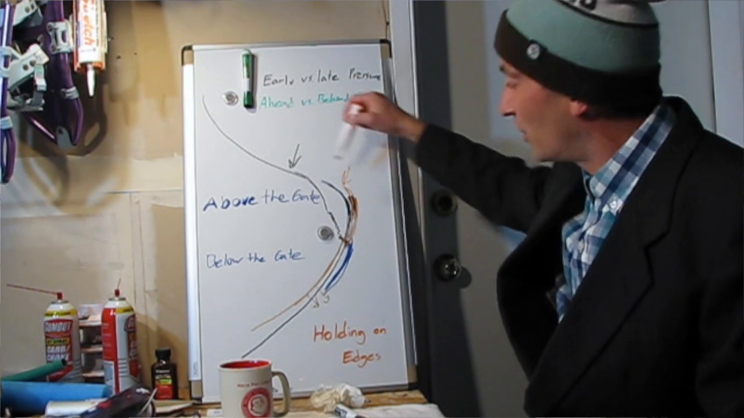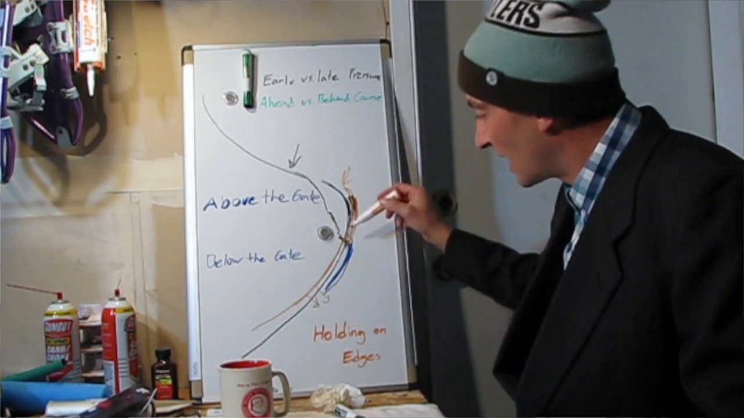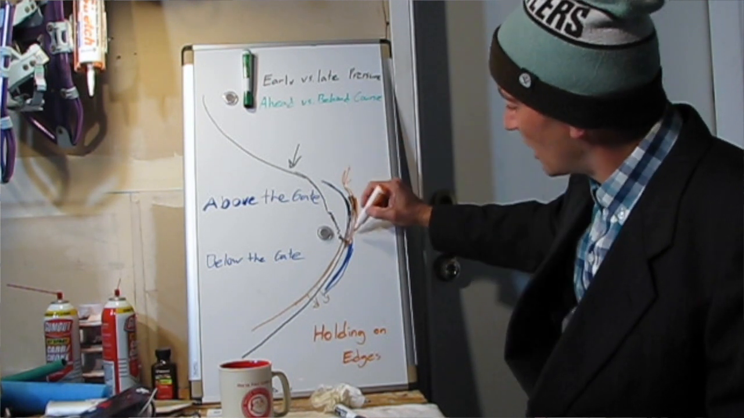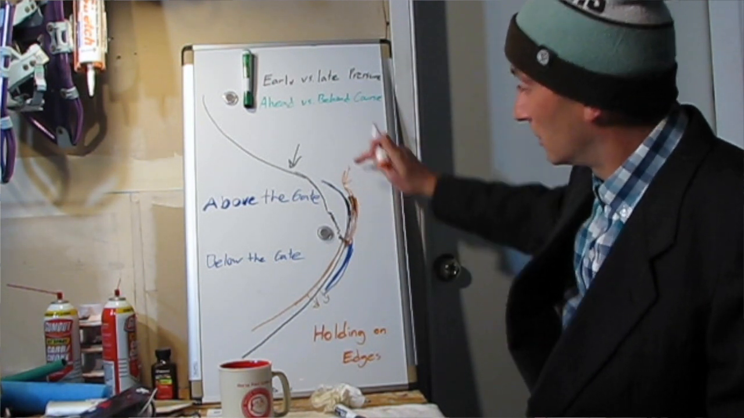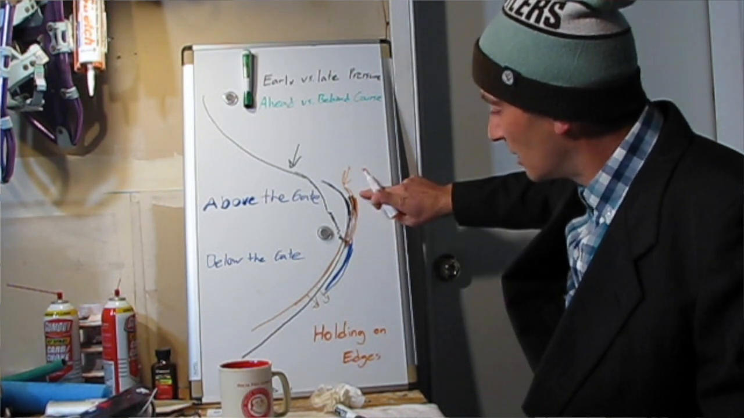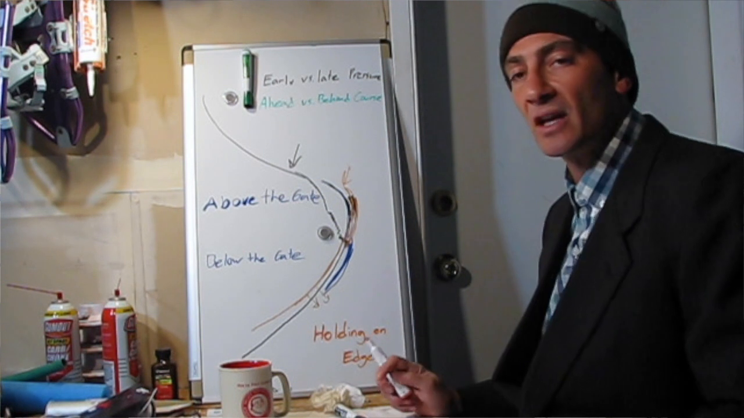Obviously, what's happening above the gate determines how things go below the gate. But you could come in with the same clean quality later edge pressure, but above the gate skiing, and still end up holding on the edges too long.